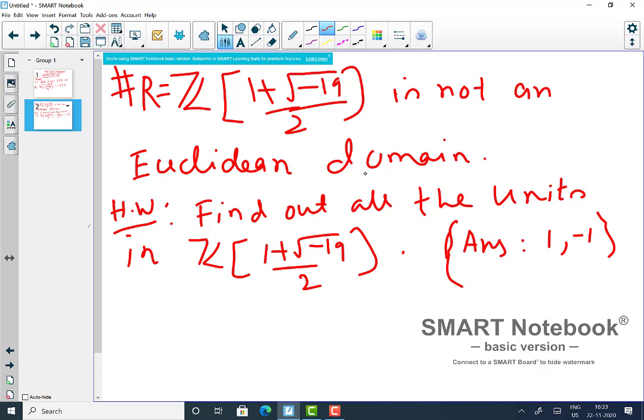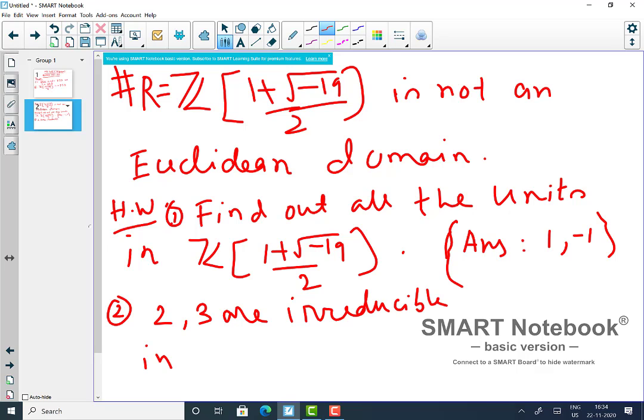And maybe one more question. What about the element 2? See, elements 2 and 3 are always there, right? The ring contains Z, so 2 and 3 are actually irreducible in this ring. Let me write down R only, otherwise writing Z[(1 plus root minus 19)/2] again and again takes more time. So in this ring 2 and 3 are irreducible.